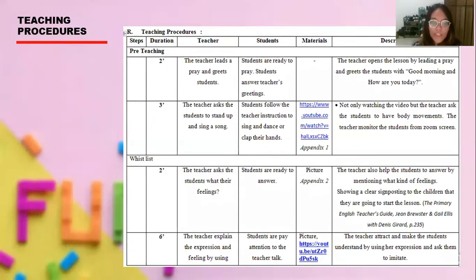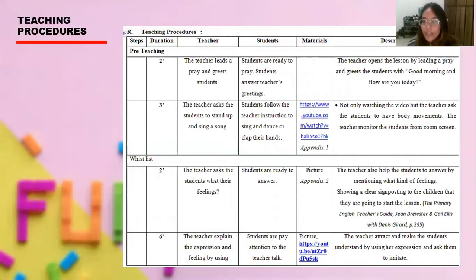The first 2 minutes, the teacher asks the students about their feelings, and then the students are ready to answer the teacher's questions. And the materials will be taken from Appendix 2, where the teacher will show real pictures of expressions. To support students' understanding, the teacher will show real pictures that will make the students learn more about the expression.